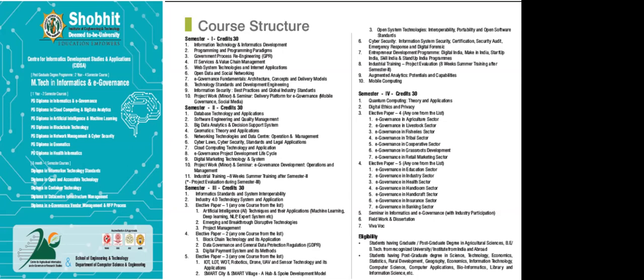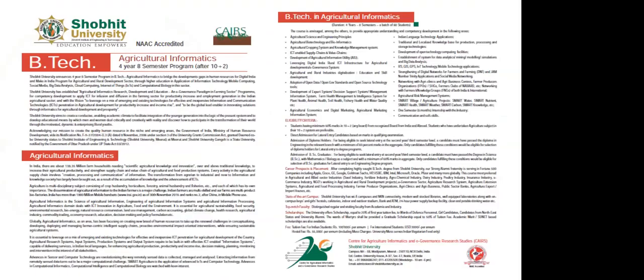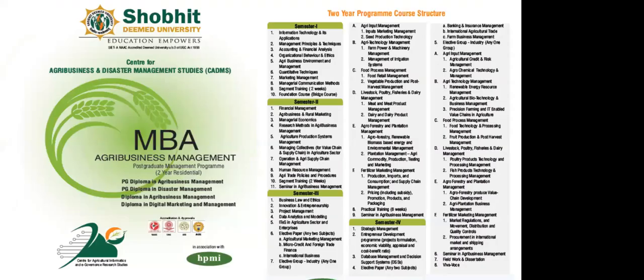This is a course structure which has been worked out, and if the computer science departments are interested, they can write to Shobhit University and get those structures. MTech in Agriculture Informatics gives the required ecosystem to facilitate achieving the 17 Sustainable Development Goals of the United Nations. It is a synergization of digital technology for digital transformation in the agricultural sector. We also proposed BTech in Agricultural Informatics and MBA in Agribusiness Management, for complete digital transformation in various subsectors.